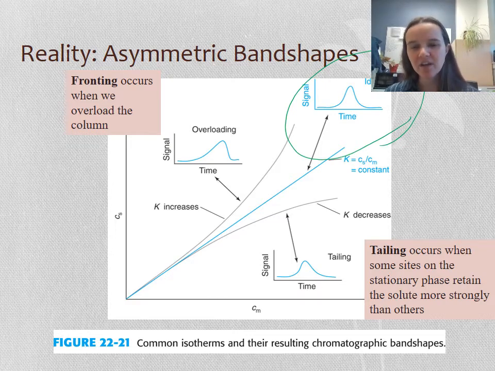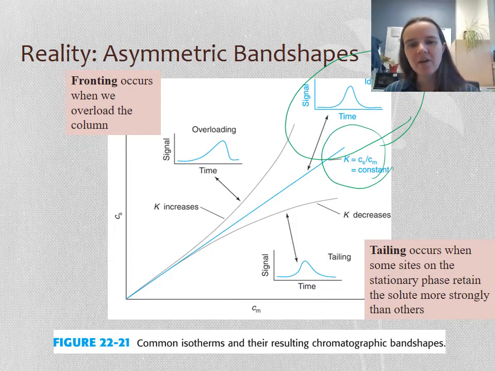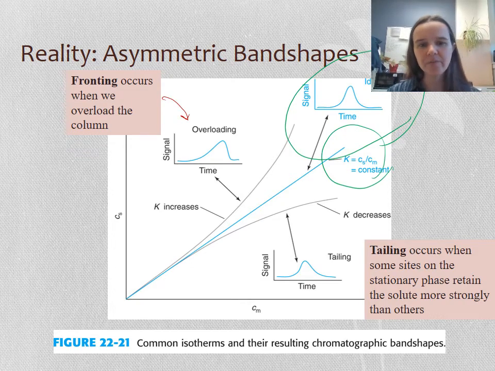And what that means is you have a constant partitioning between the stationary phase and the mobile phase. So there you go, constant. What can happen is you get fronting and you get tailing. So over here on fronting, this will occur when you overload the column. If you put too much analyte on there, some of it doesn't have the opportunity to interact with the stationary phase as it would like to.